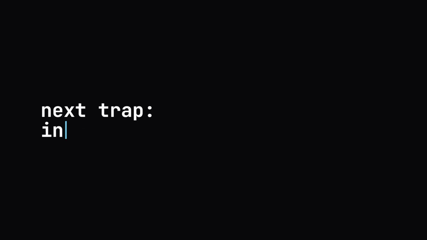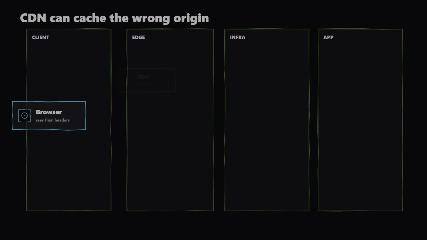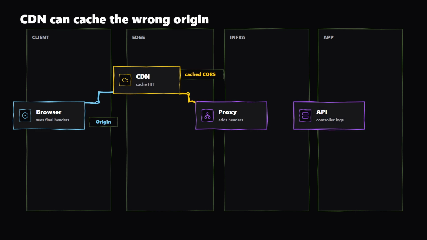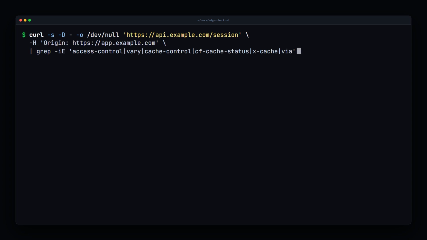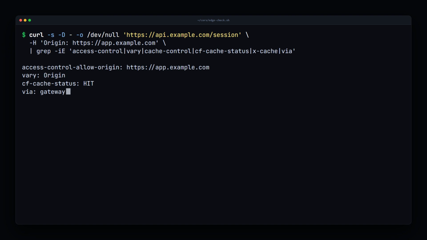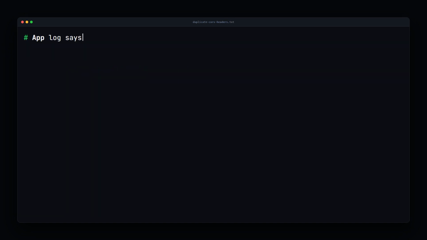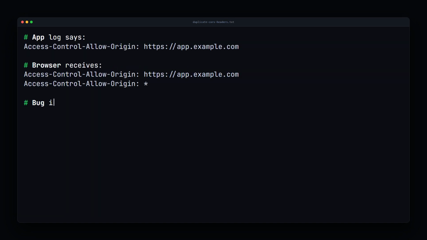The next step is infrastructure. A CDN can cache a response with the wrong origin header. A reverse proxy can add duplicate CORS headers. An API gateway can handle preflight differently than normal requests. So check the response at the edge, not only inside application logs. If your app says it returned one allowed origin, but the browser sees two CORS headers or a different one, the bug is probably outside the controller.